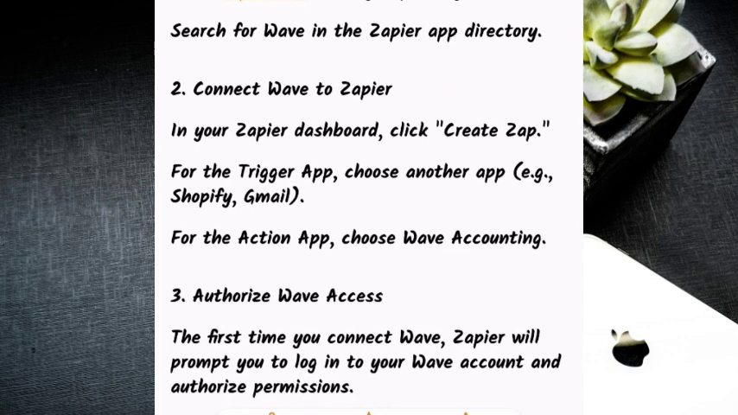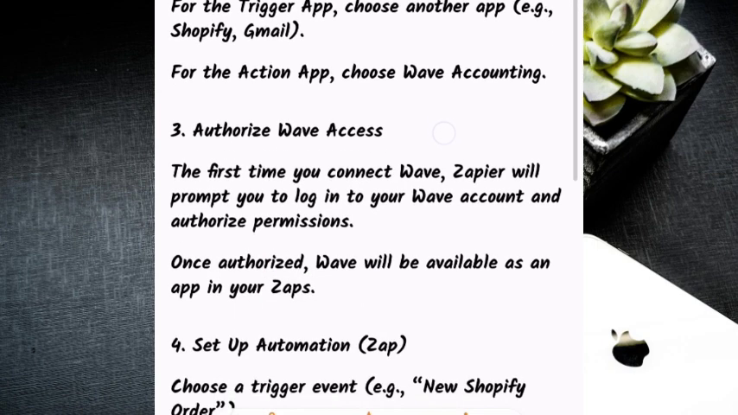Now in your Zapier dashboard, you're gonna click Create Zap, and for the trigger app, just choose another app, for example, Shopify or Gmail. For the action app, you're gonna choose Wave Accounting. Next, authorize Wave access. Now, the first time you connect Wave, Zapier will prompt you to log into your Wave account and authorize permission. Once authorized, Wave will be available as an app in your Zaps.